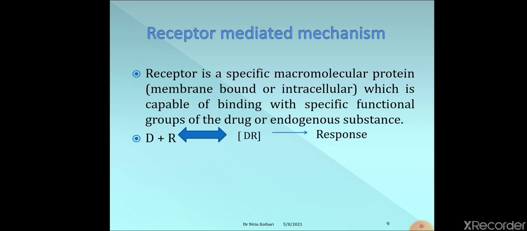So a receptor is a specific macromolecular protein, and this specific macromolecular protein may be membrane bound or may be intracellular, which is capable of binding with a specific functional group of the drug or endogenous substance. When the drug binds to the receptor, they form a complex, that is the DR complex, and when the DR complex is formed, it shows its response.